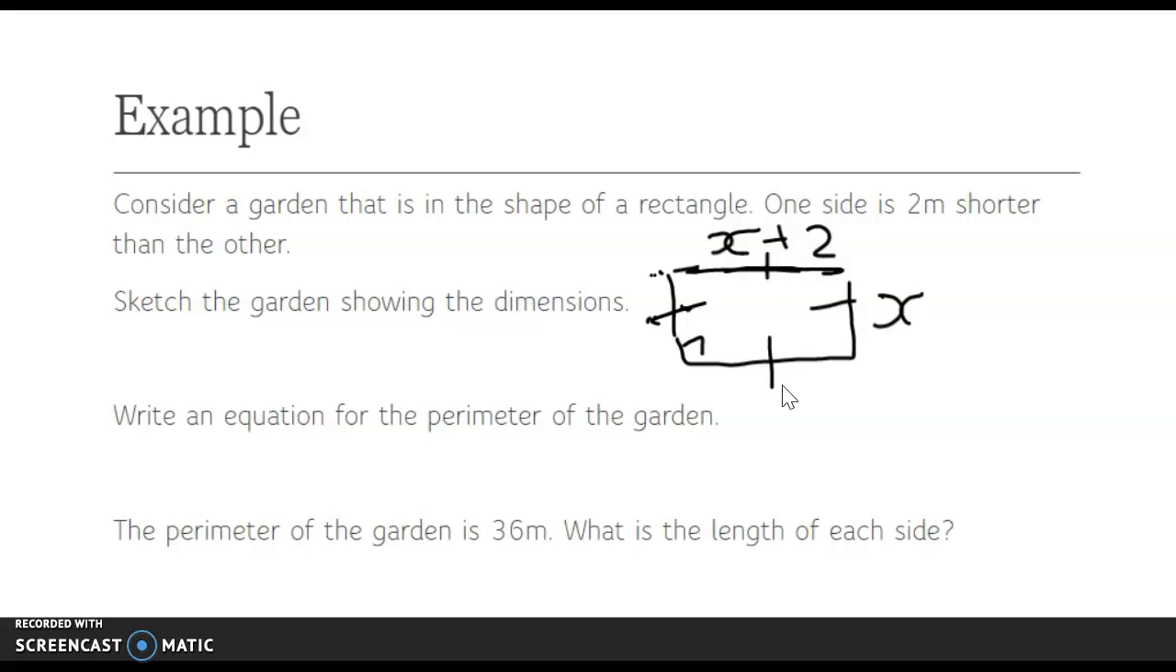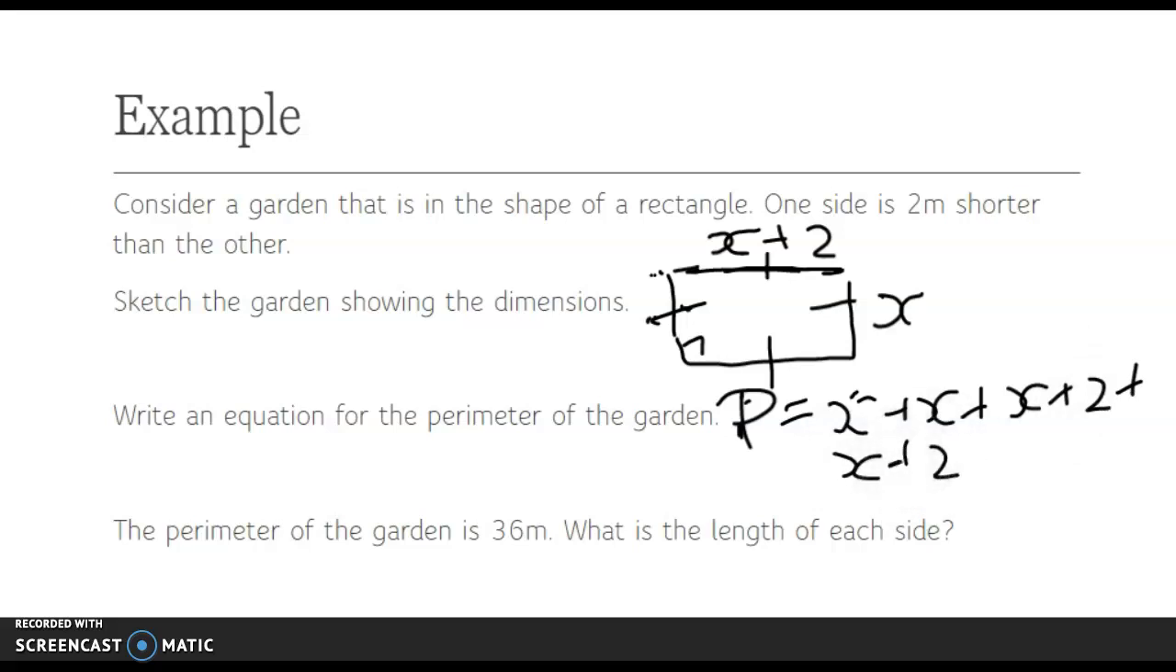We need to write an equation for the perimeter now. So let's think about what perimeter means. It means to add up all the sides, doesn't it? So let's do it. We've got X. We also know that in a rectangle, the opposite sides are equal. We've got X plus X plus 2 for the long side, plus another X plus 2. So we're starting to get an equation now.